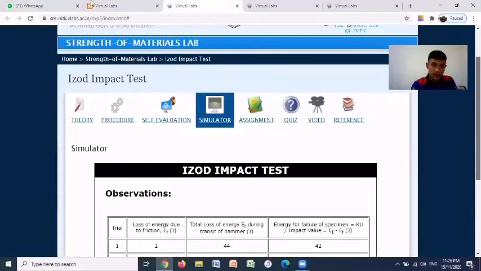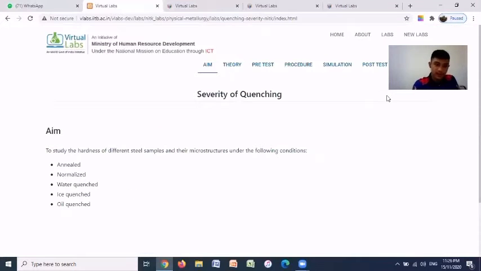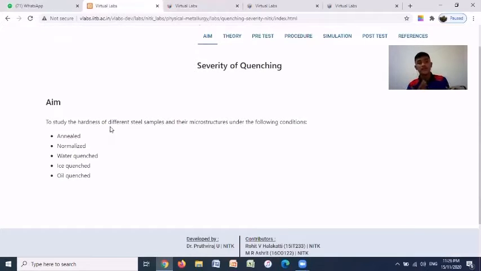Teruskan dengan quenching. Quenching is to study the hardness of different steel samples and their microstructure under the following condition: annealed, normalized, water quenched, ice quenched and oil quenched.